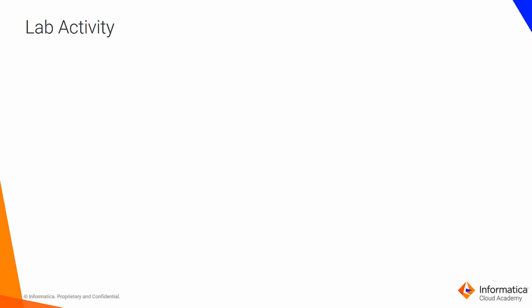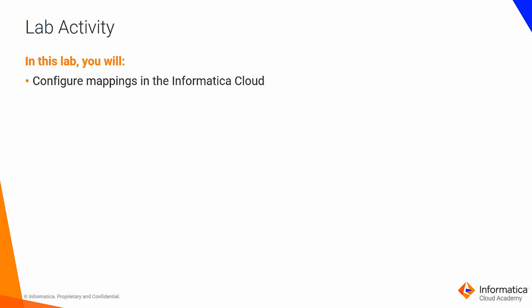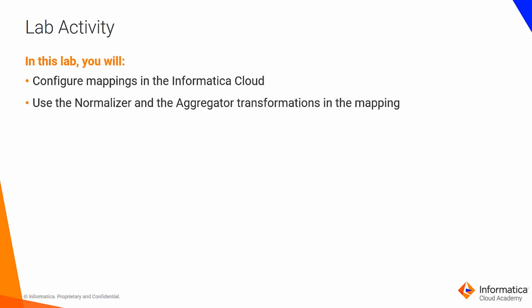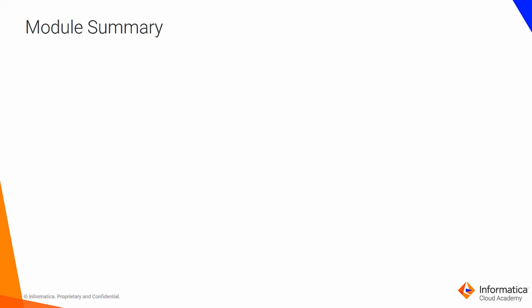You're now ready to perform the lab activity. In this lab, you will configure mappings in the Informatica Cloud, and use the normalizer and the aggregator transformations in the mapping. This concludes the Cloud Mapping Designer, Aggregator, and Normalizer transformation module.